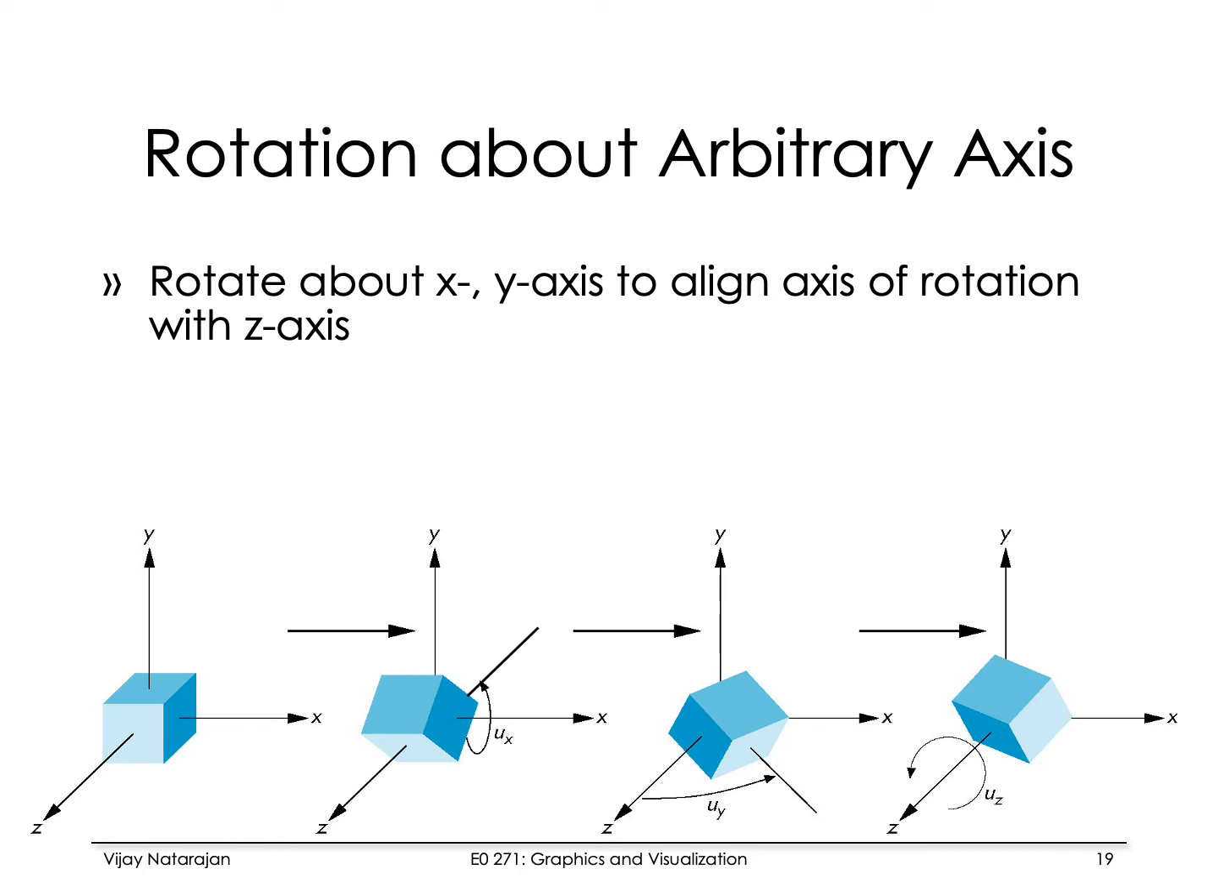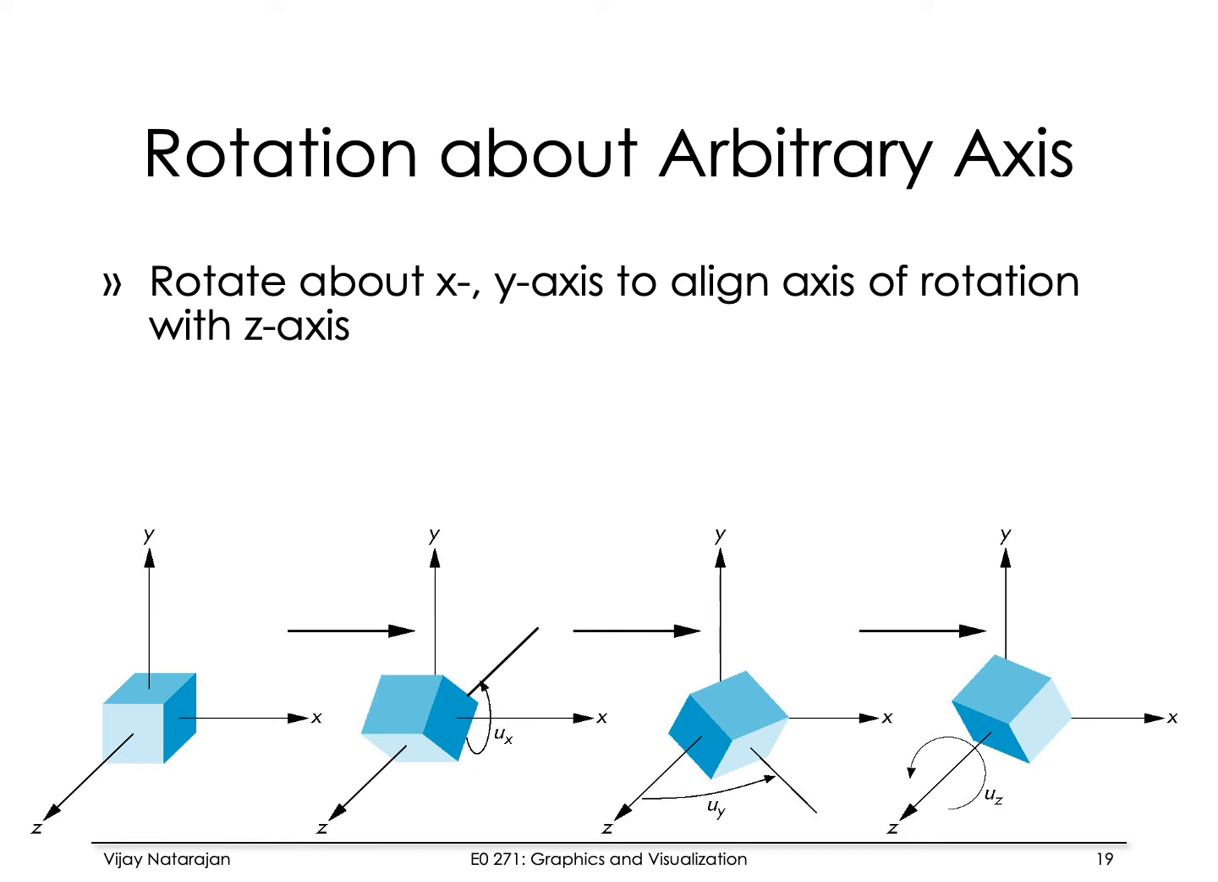So how do I do this? Let's think about this here. So this is the arbitrary axis. I would first rotate it so that the axis of rotation lies on the xz plane. So this is x and this is z. So I'm going to rotate it so that it lies on the xz plane. And then I would rotate it so that it aligns with the z-axis.